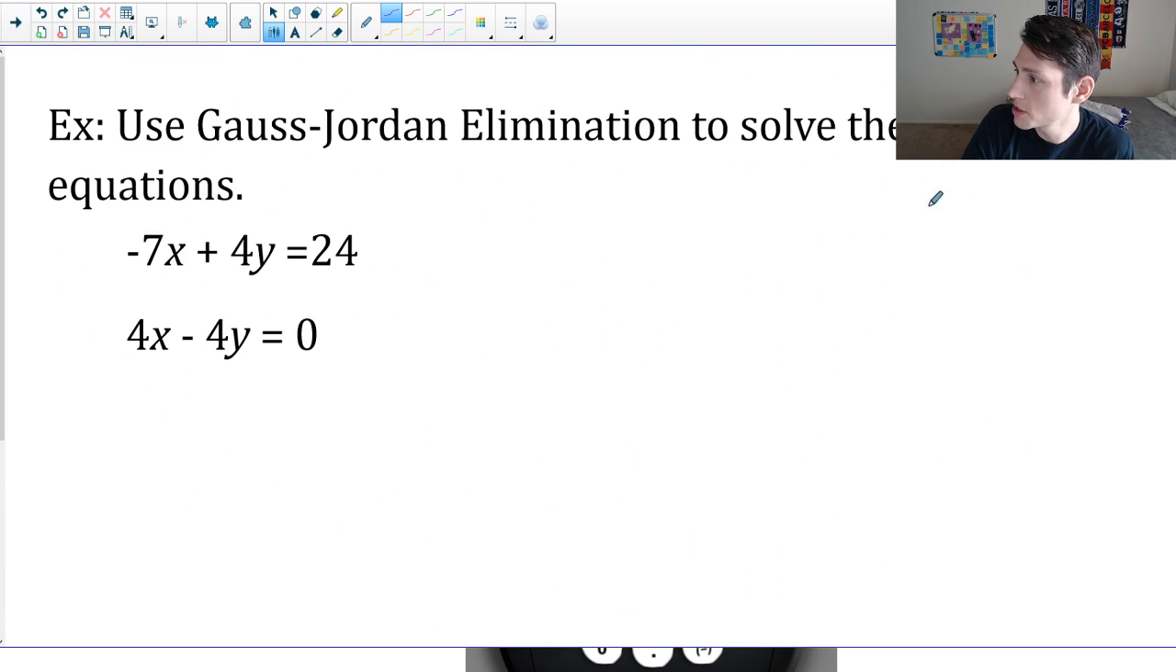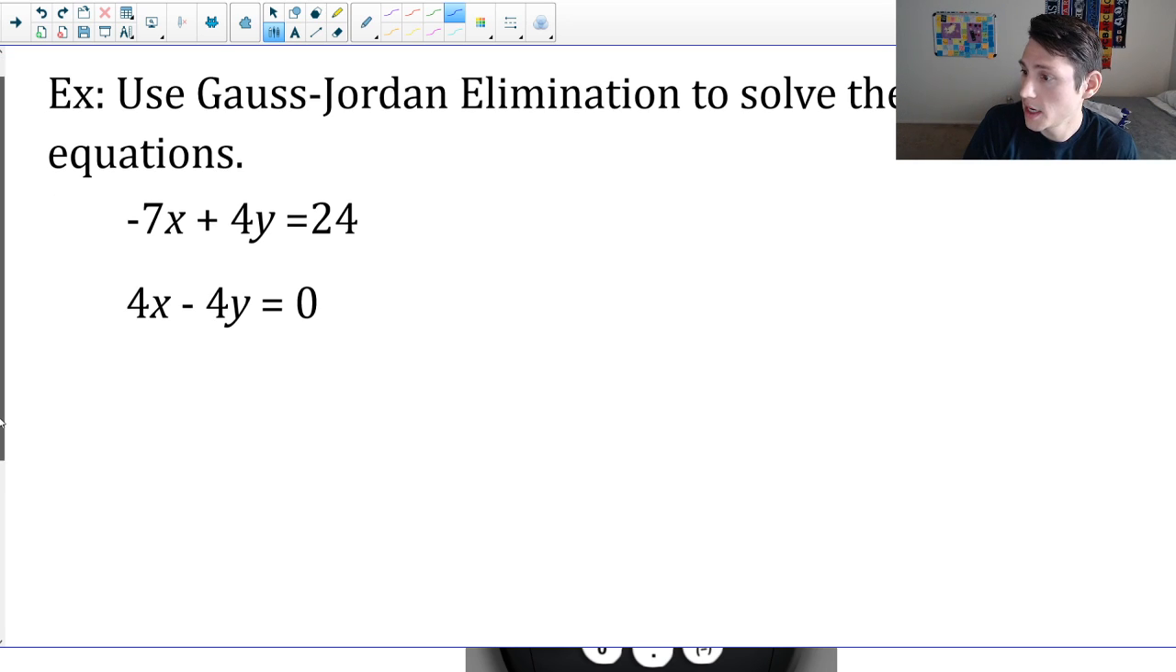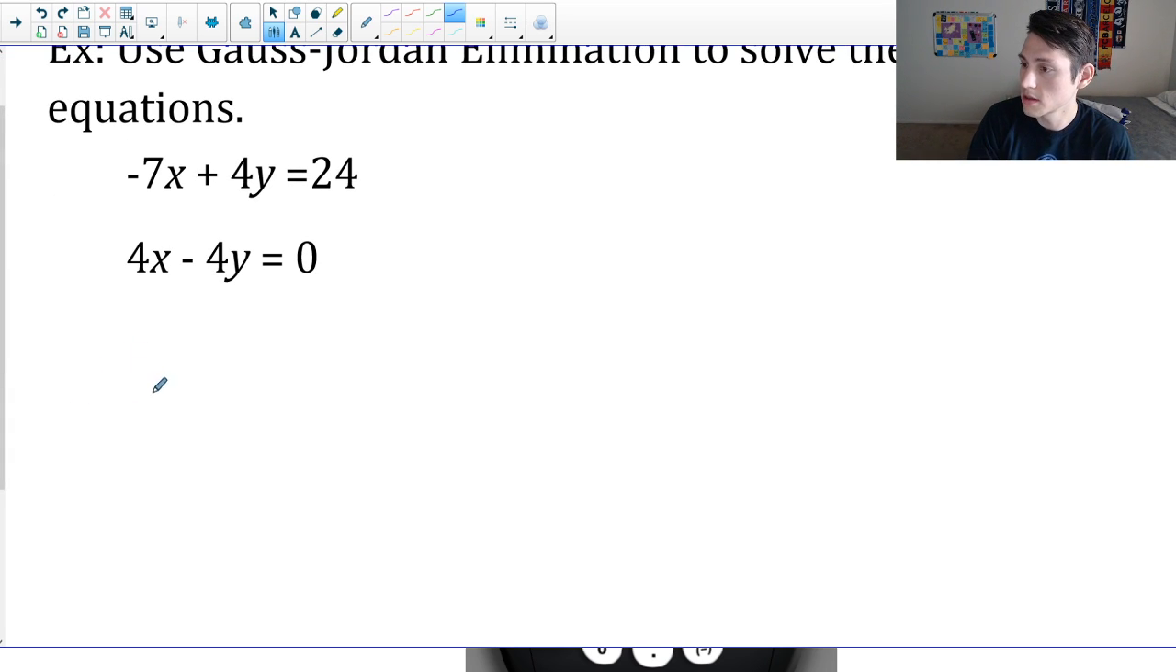Use Gauss-Jordan elimination to solve the systems of equations. All right. So first thing we do is just create an augmented matrix that represents the system. So just look at the coefficients, negative 7, 4, 24, 4, negative 4, 0.